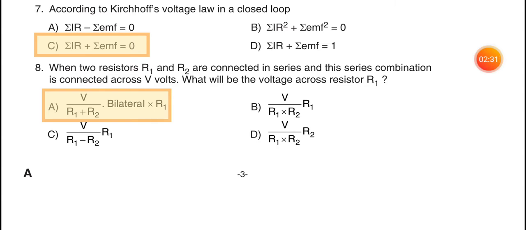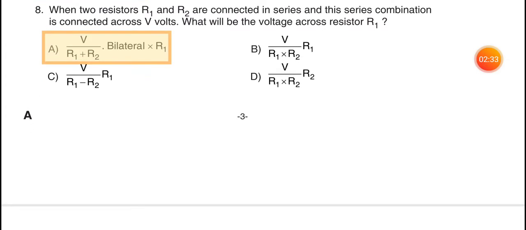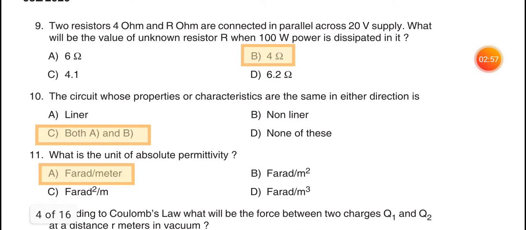Eighth question. When two resistors R1 and R2 are connected in series and this series combination is connected across V volt, what will be the voltage across resistor R1? Option A, V by R1 plus R2 into R1.